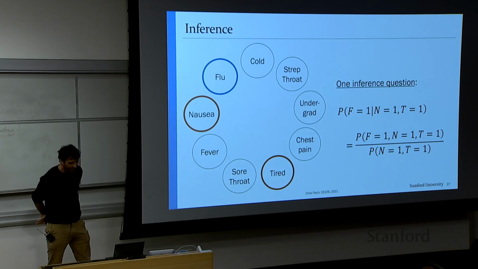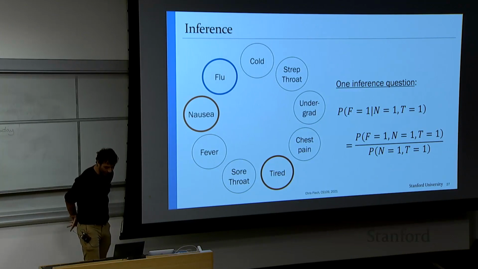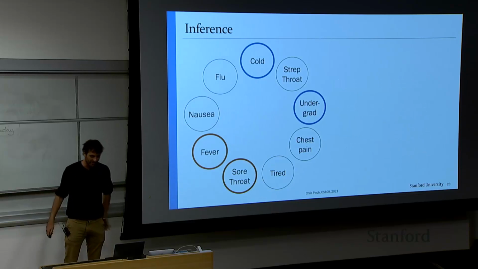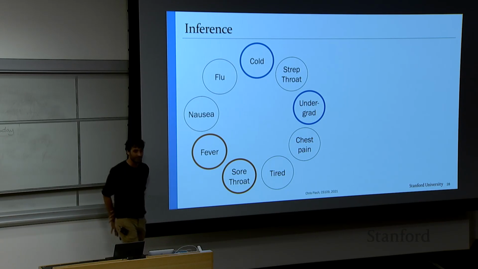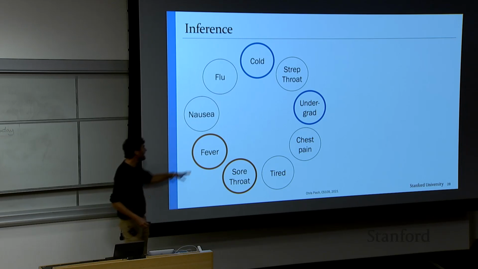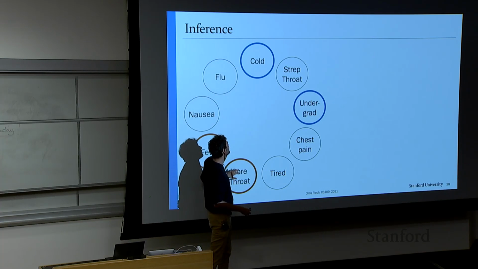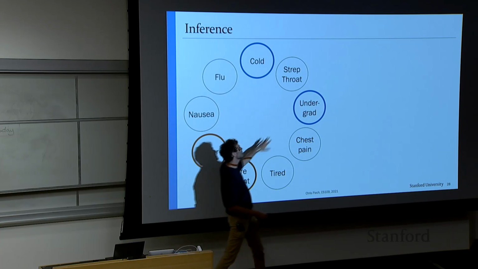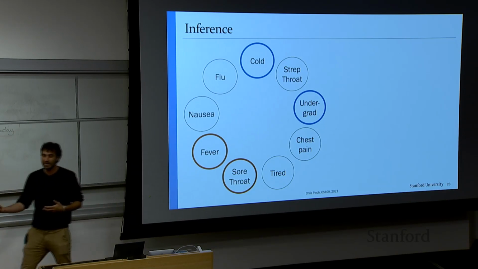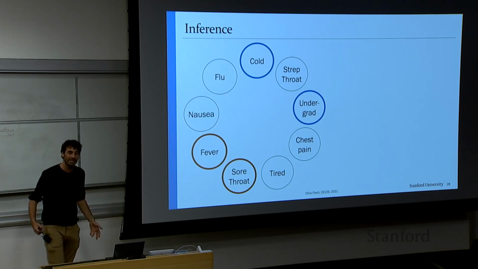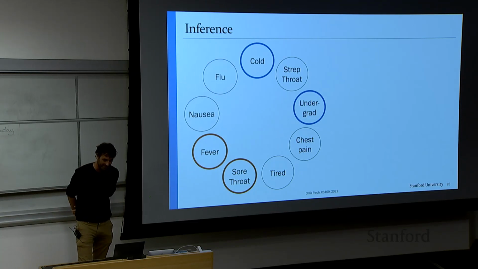And you could use chain rule. You could use a couple of different approaches to solve this. I want to give you a sense that there's a lot of different inference questions. For example, I could say, I have fever and sore throat, and I want you to update your belief that I have a cold. I also want you to update your belief that I am an undergraduate. Like any random variable, if I observe some, I should be able to update my belief in any other random variable if they're in a model together.